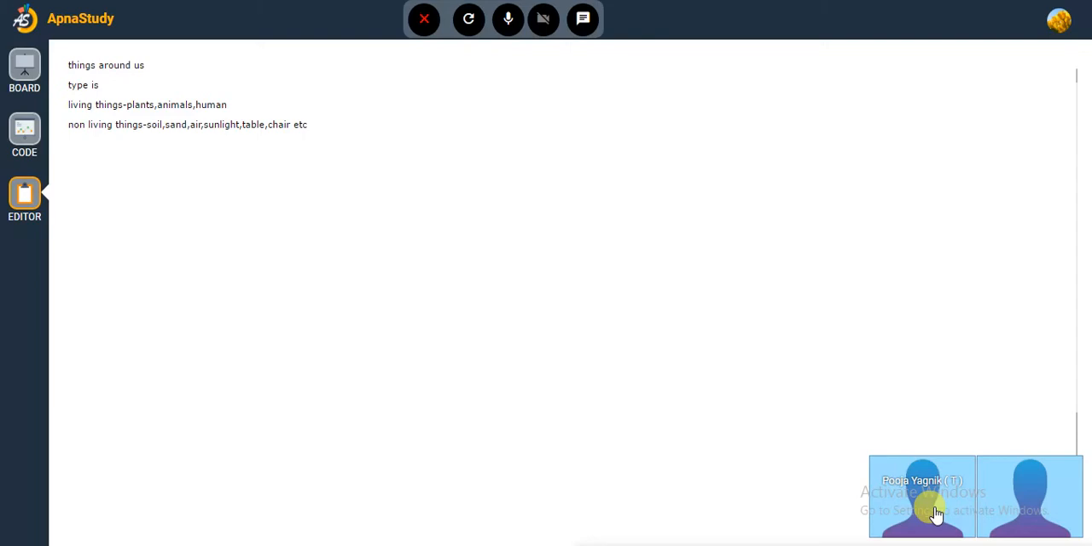So, what are the characteristics of living things? I'm going to write in short the characteristics of living things. First is they have well organized bodies. So we will write well organized bodies.